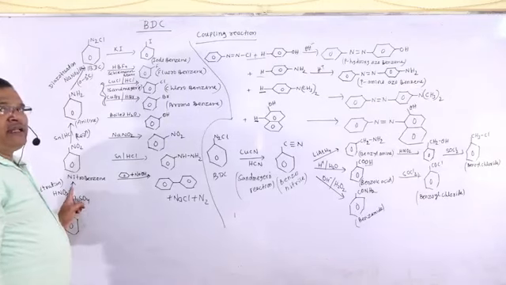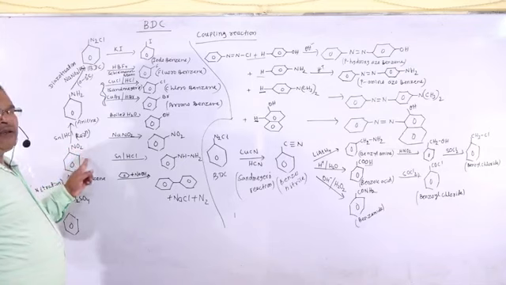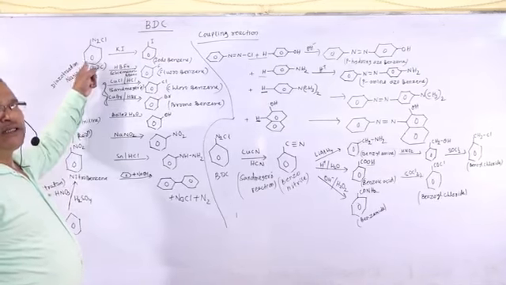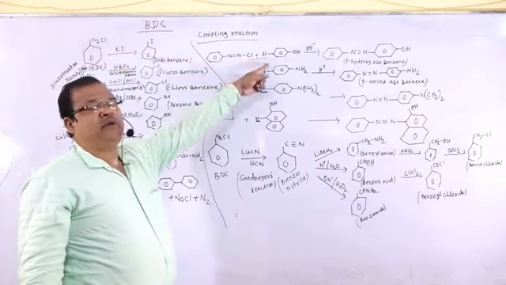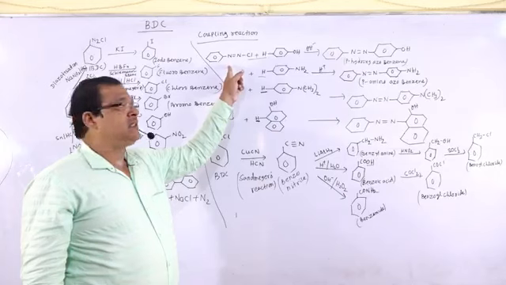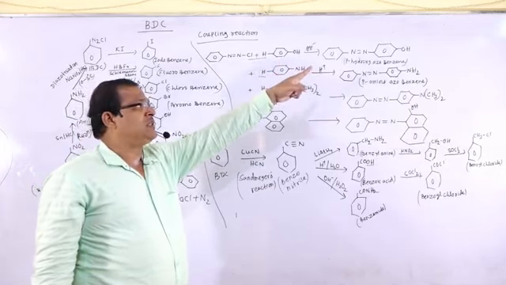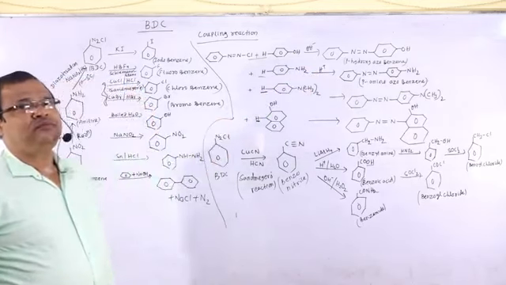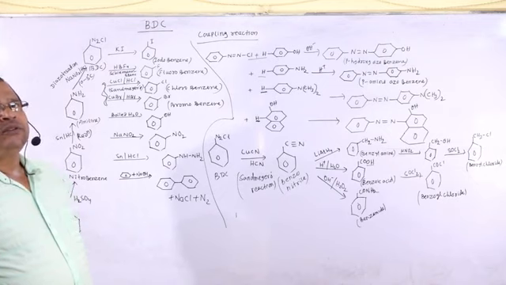Benzene, HNO3 and H2SO4 gives nitrobenzene. Nitrobenzene, tin and HCl gives aniline. Aniline, NaNO2 and HCl gives BDC. BDC treated with phenol forms para-hydroxyazobenzene. That is an orange color dye that will be produced.